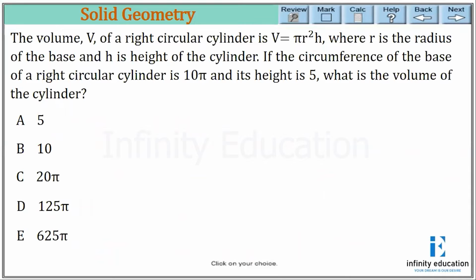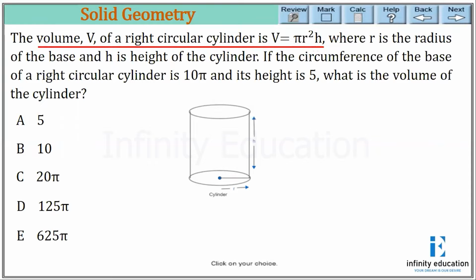The volume V of a right circular cylinder is V equals pi r square H, where r is the radius of the base and H is the height of the cylinder. If the circumference of the base of a right circular cylinder is 10 pi and the height is 5, what is the volume of the cylinder? So much information is there. So I am drawing the cylinder first. It is given in the question itself that the volume of a right circular cylinder V equals pi r square H.